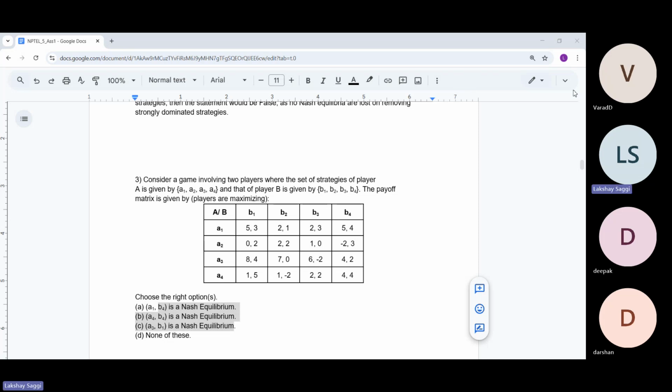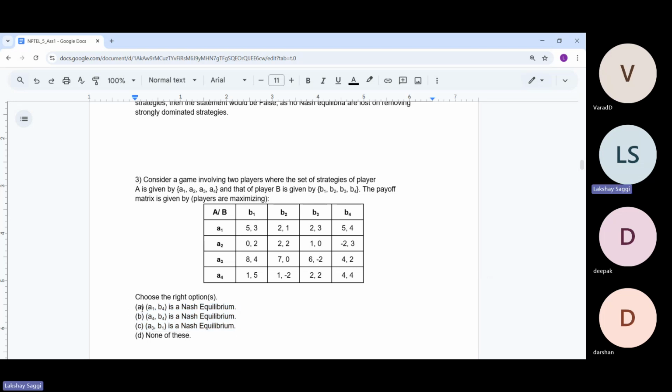Okay. So, coming back to this question. We are given four strategies A1, A2, A3, A4 for A, and for player B also we are given the strategies B1, B2, B3, B4. And we have to identify, given the options, whether A1, B4 is a Nash equilibria, A4, B4 is a Nash equilibria, A3, B4 is a Nash equilibria, or none of these. So there can be more than one option correct. Would you guys like to try it out yourself, from the options A, B, C?